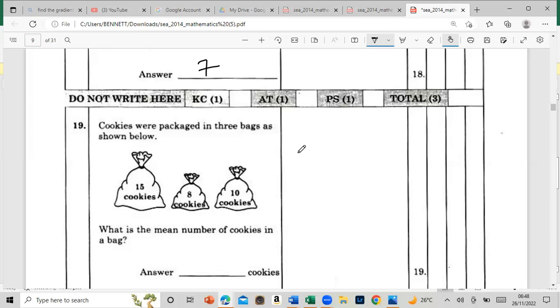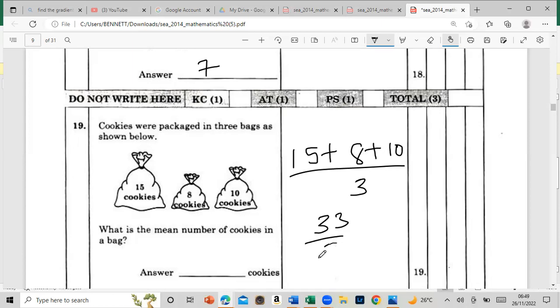Alright, so average or mean is obtained by adding all the numbers and we divide by the total number of numbers that we add. So we have 3 bags, so it's 3. So this is 15 plus 8 plus 10. 15 plus 8 is 23. Plus 10, that's 33. Alright, so that's 33 divided by 3. So the average number of cookies would be 11.